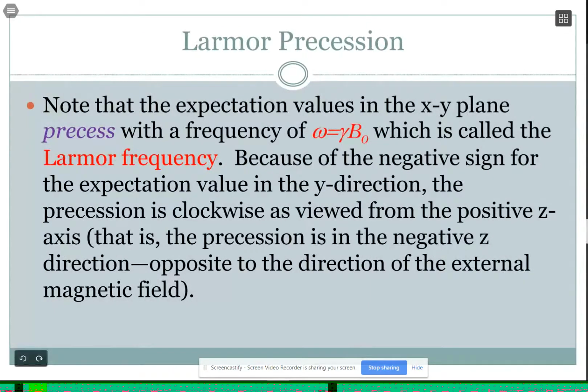So the utility here, notice Larmor frequency omega is gamma B0, is the frequency at which it precesses. So we use this in something like nuclear magnetic resonance. You take a system and you put it in a strong magnetic field. Why do you want a strong magnetic field?